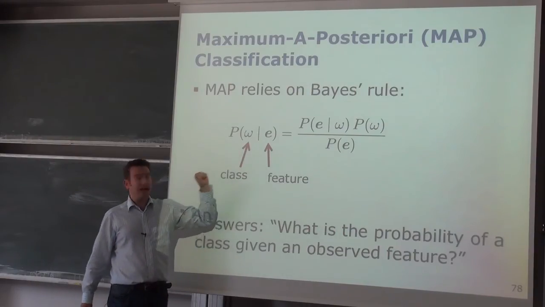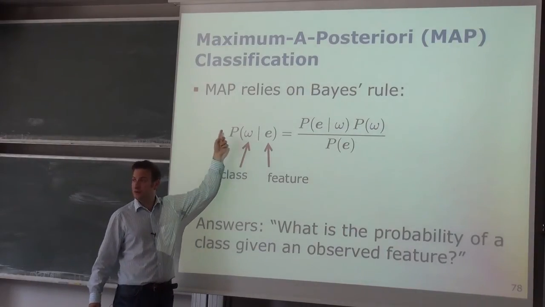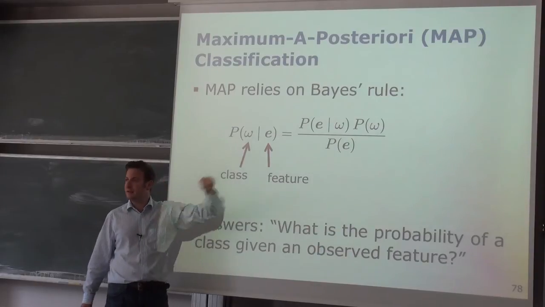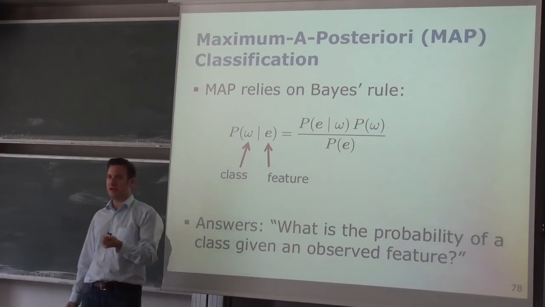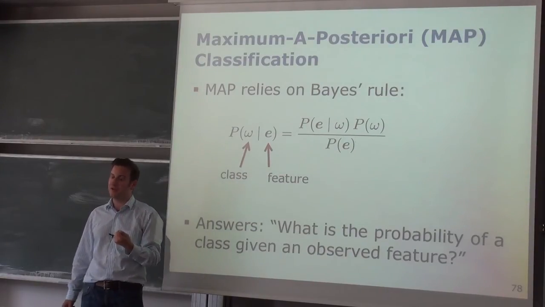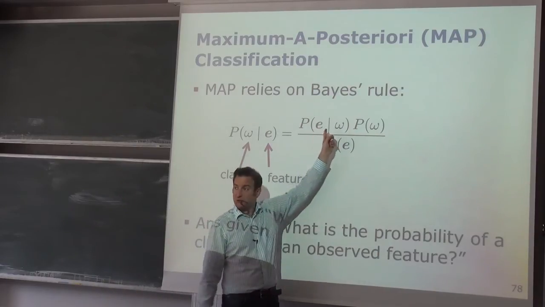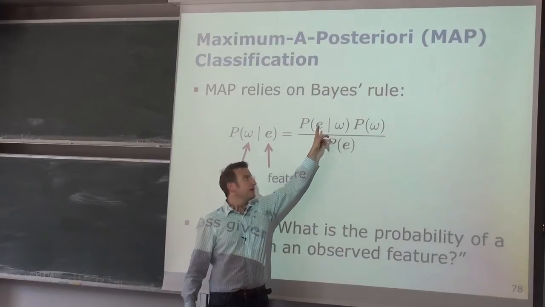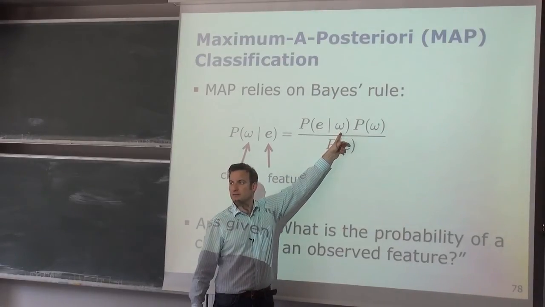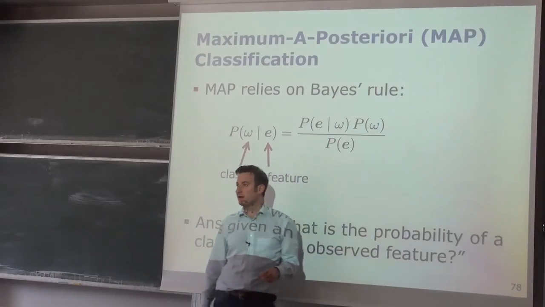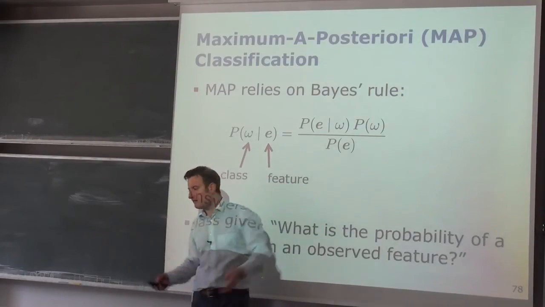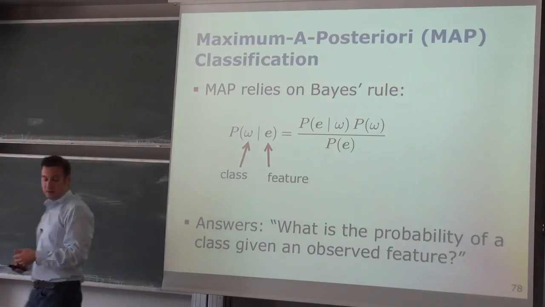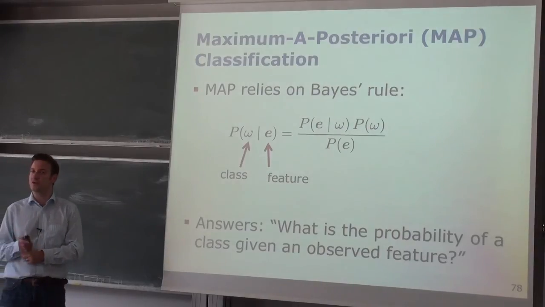And what Bayes' rule tells me is that I can transform the probability of my class given the feature, that's what I want to have because I have the feature and I want to obtain the class, into a statement which says: what's the probability of that feature occurring given I know the class, times the prior probability of my class, divided by the evidence, which is the probability that this feature occurs in general.